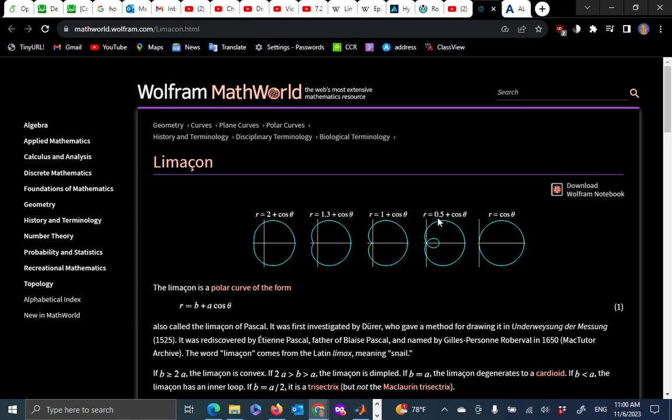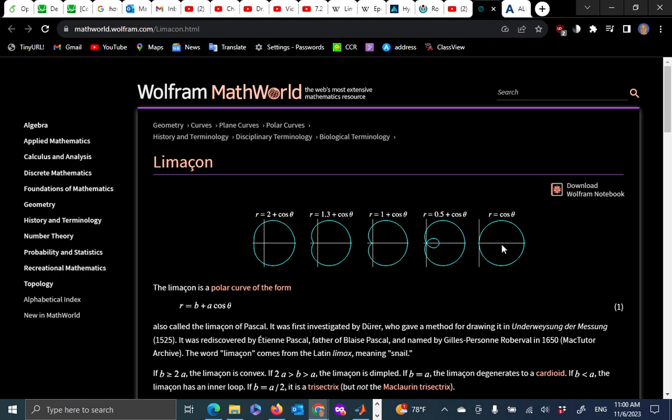If this number shrinks towards 0, so in this case you see 0 plus cosine theta, the additional number is reduced to 0. What happens is that this inner loop becomes bigger and bigger, gradually becomes the size of the outer loop. So this r equals cosine of theta is really two circles on top of each other. That's the moment when this inner loop has become as big as the big outer loop, and you are in fact going around the circle twice.